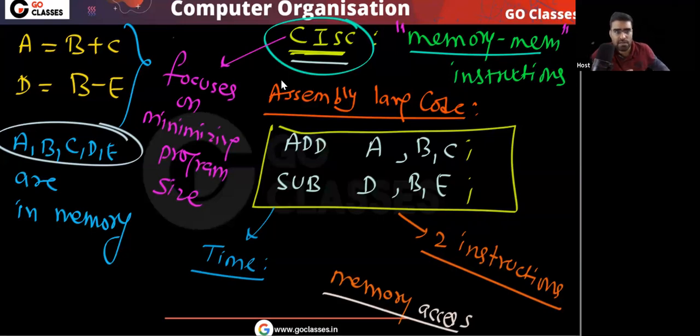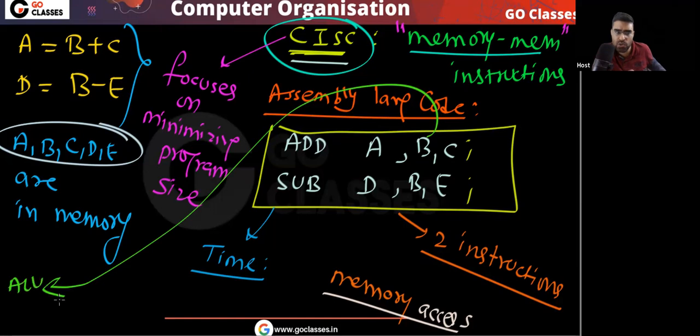What is the reason? The reason is very simple. Focus on the first instruction, add A, B, C. What will this instruction do? Remember, these are already in the main memory. We need to add B plus C and put the result in A. First, this B is in the main memory, so it will go to the CPU, to the ALU. 1 memory access.